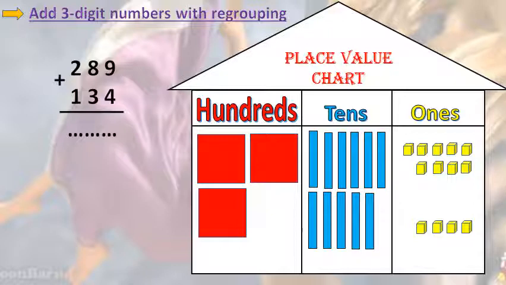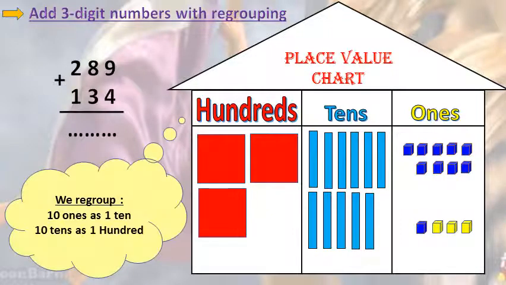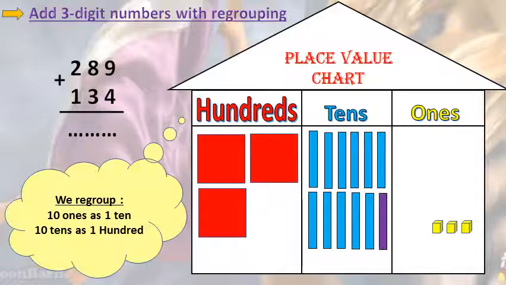Let's count how many ones do we have here. We have 9 plus 4 equals, yes, 13. So can I put 13 in the ones room? No, I'm going to put only the 3. What about the 10? I will regroup the 10 into the tens place. Or take the 10 ones and move it to the tens place. So I'm going to take away this 10 ones and add it to the tens. Okay, by 110. Then I'm going to count.